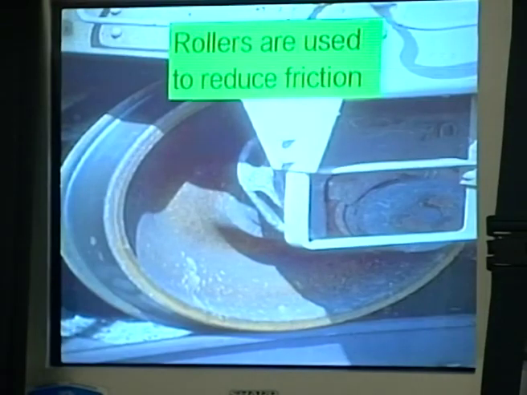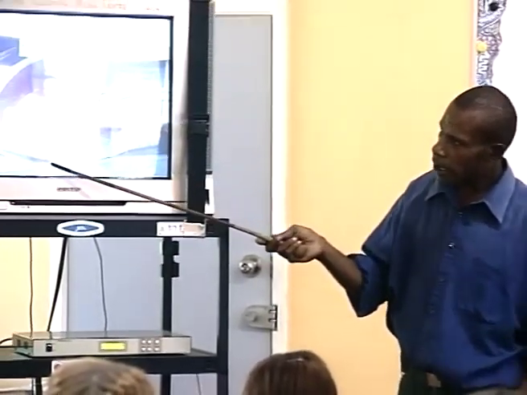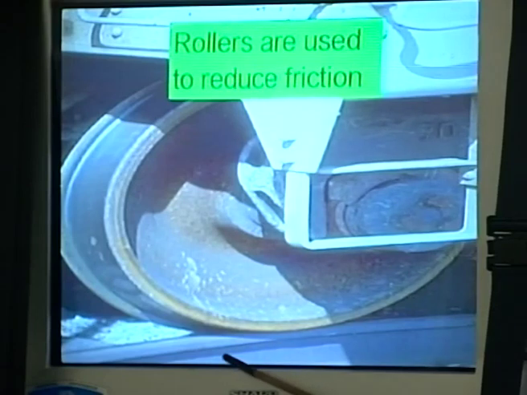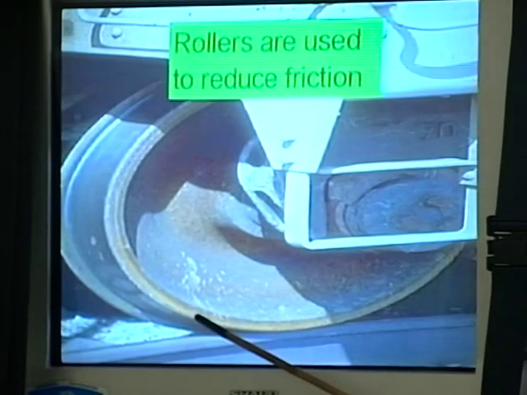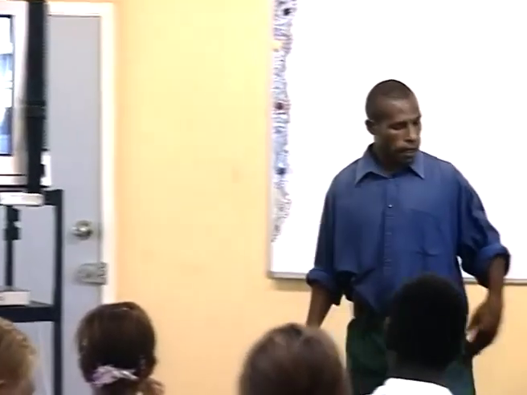And okay, this is rollers, or those rollers that can be used to reduce friction. And as this one is, just imagine if this is going to slide instead of turning around. Okay, lots of friction will be produced. So in order to reduce friction, this is now moving or rolling on the plates or the rail.